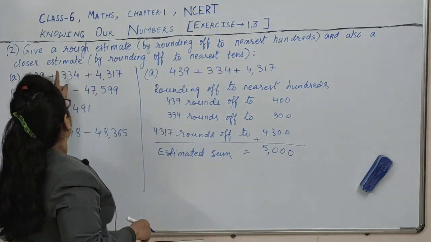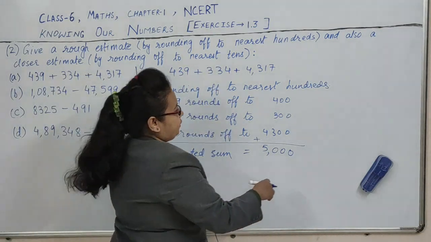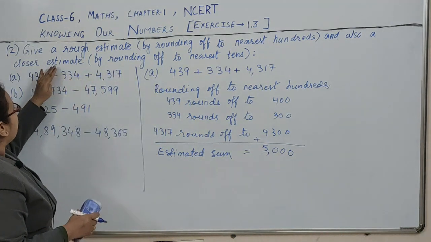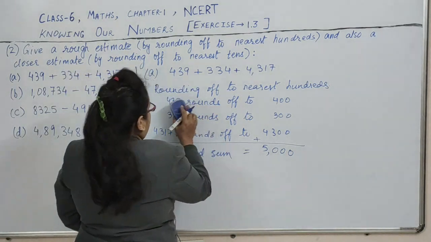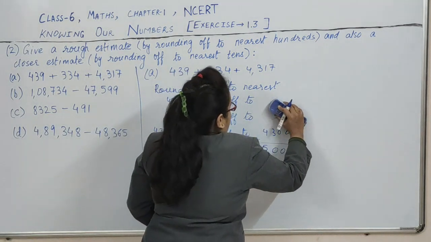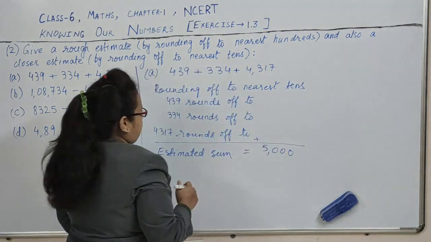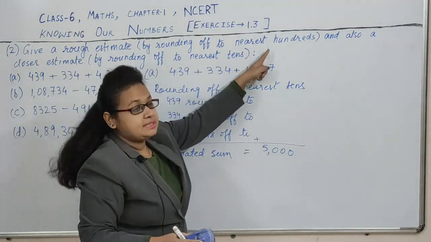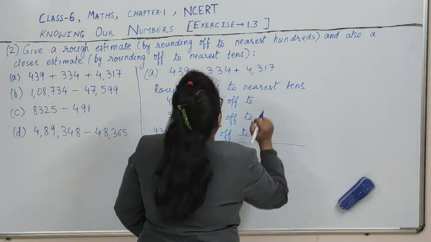Now the other part is, and also a closer estimate by rounding off to the nearest tens. So understood this part. Now we will do a closer estimate by rounding off to the nearest tens. So let us see. Now the other part is rounding off to the nearest tens. So this was the answer for rounding off to the nearest hundreds. Now we will find what it is for the nearest tens.